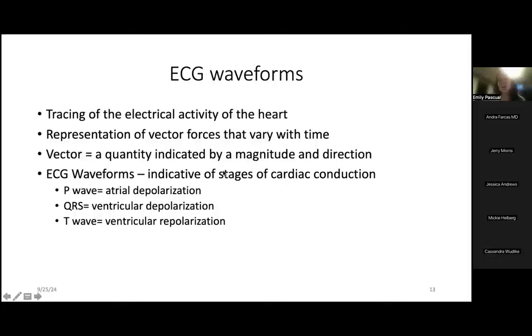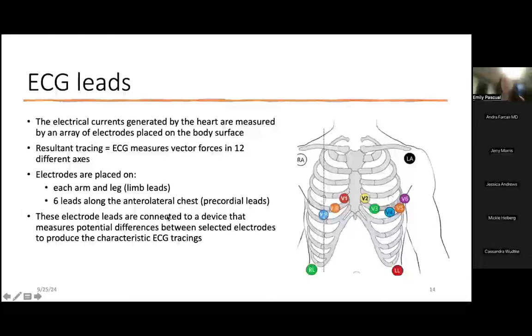Okay, and so in talking about EKG waveforms, essentially it's a tracing of the electrical activity of the heart, a representation of vector forces that vary with time. A vector is essentially a quantity indicated by magnitude and direction. And I think that'll make more sense as we talk about where the leads are placed and what that means. The different ECG waveforms that we're used to talking about are indicative of the different stages of cardiac conduction. So the P wave shows atrial depolarization, the QRS shows ventricular depolarization, and the T wave shows ventricular repolarization.